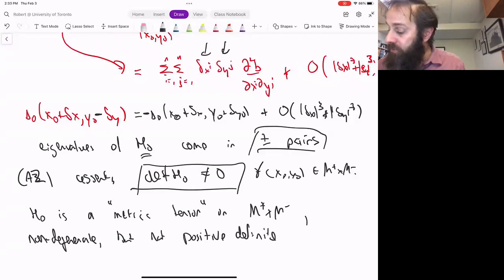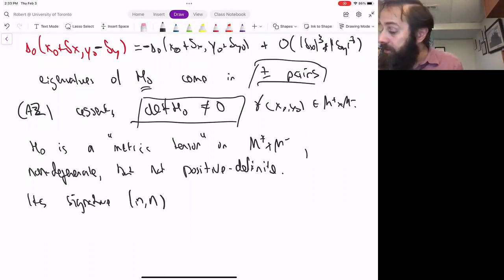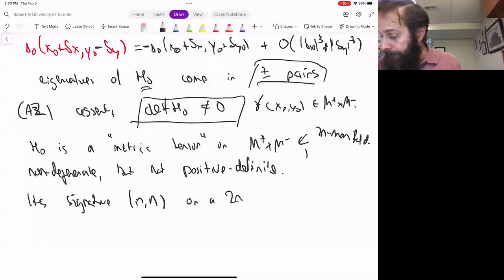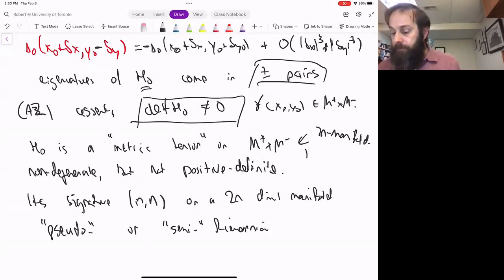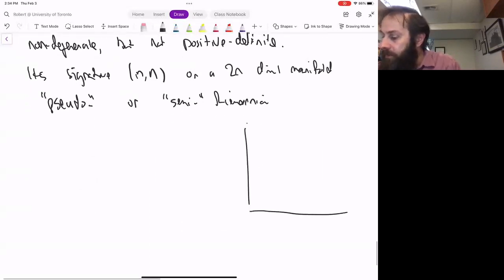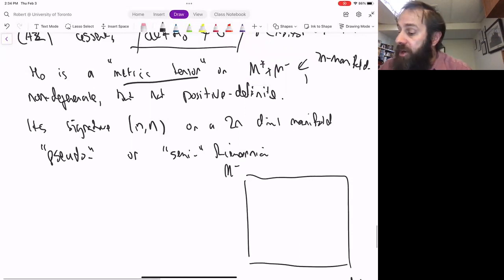So it's not a Riemannian metric. It's what I guess is called a pseudo-Riemannian metric, or sometimes semi-Riemannian. Its signature is, it has the same number of positive and negative eigenvalues. So it's signature n,n on this 2n manifold. So it's either pseudo or semi-Riemannian. So the picture is you have the product space M plus cross M minus, and you have this sort of non-degenerate metric tensor on it.